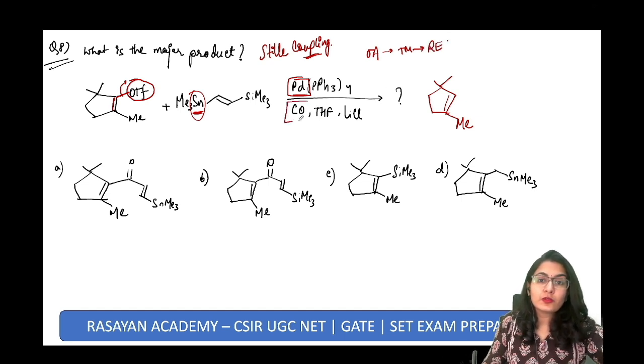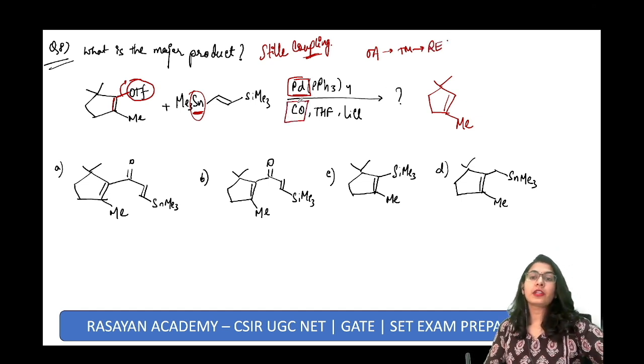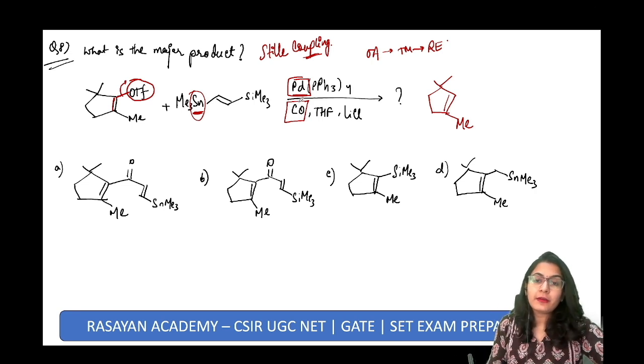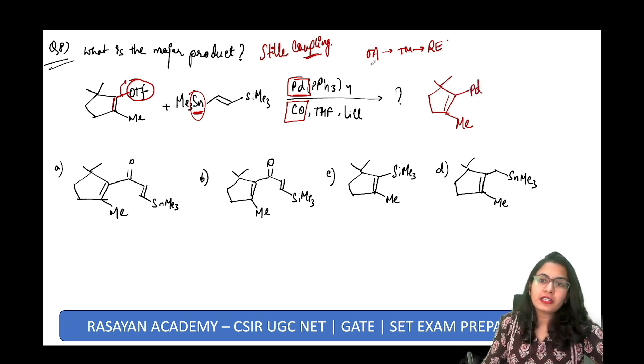And since we can also see a carbonyl, that is going to be one more step, that is the migratory insertion of the bonds with the carbonyl. Alright, so what we usually expect is after doing the oxidative addition as well as the transmetallation, the molecule is going to look like this.